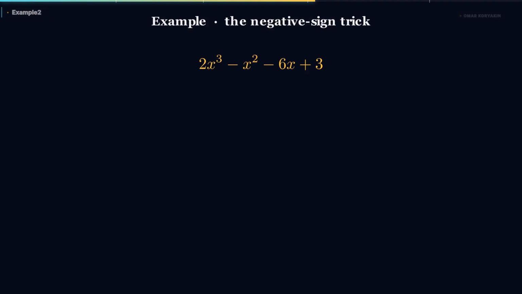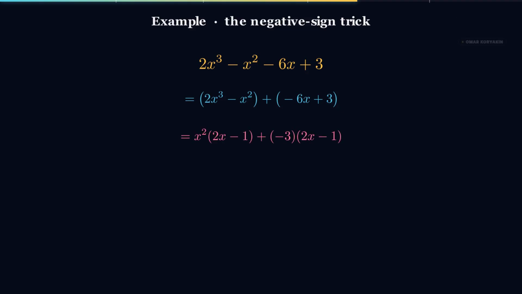Example 2. Factor 2x cubed minus x squared minus 6x plus 3. Four terms, but this time the second pair leads with a negative coefficient. That changes how we factor the second pair without changing the overall procedure. Split into pairs the usual way. The first pair is 2x cubed minus x squared. The second pair is negative 6x plus 3. The leading minus sign on the second pair is the signal that we will need to factor a negative out, otherwise the binomials will not match.